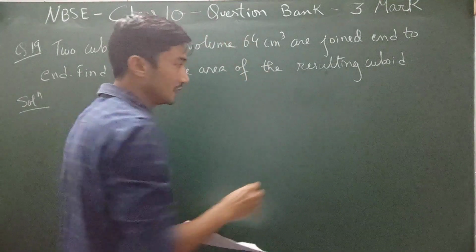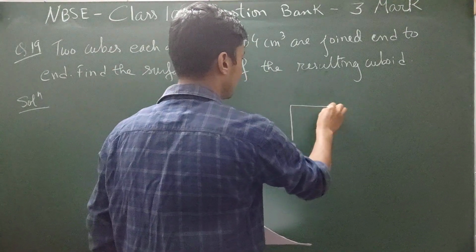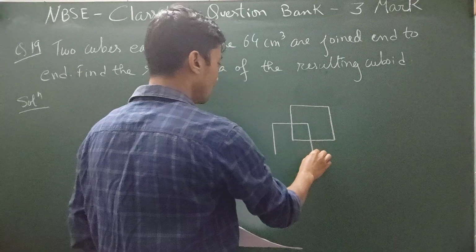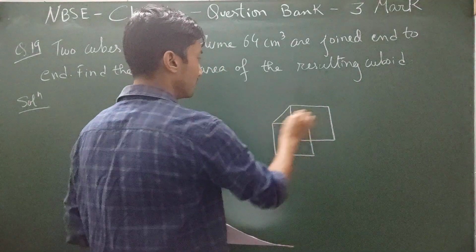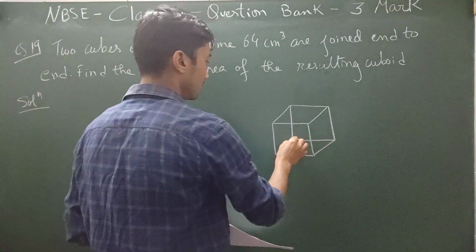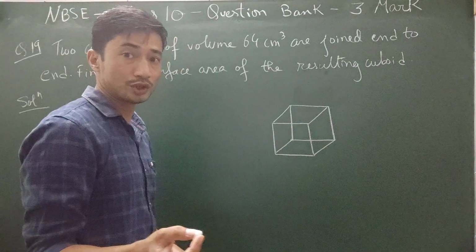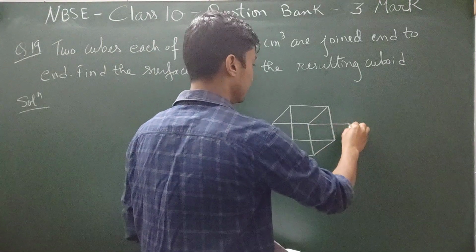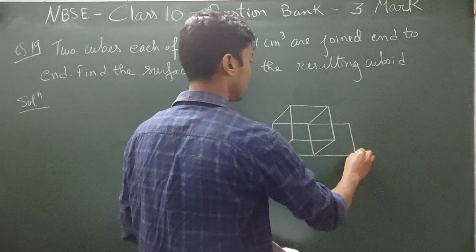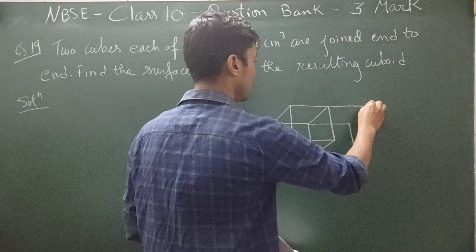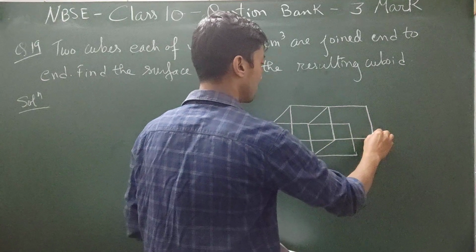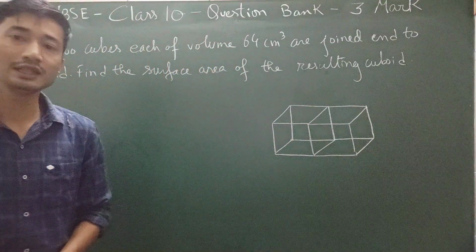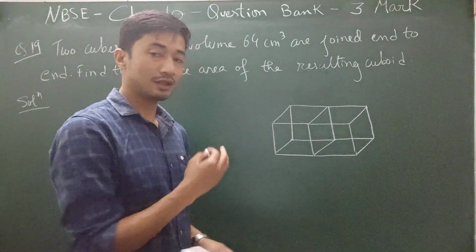Cubes, all the sides are same, isn't it? So 2 cubes, let's say this is the first cube, and all the sides are same. The two cubes are joined end to end, so let's say this is the other cube, joined end to end. So the question is, find the surface area of the resulting cuboid.